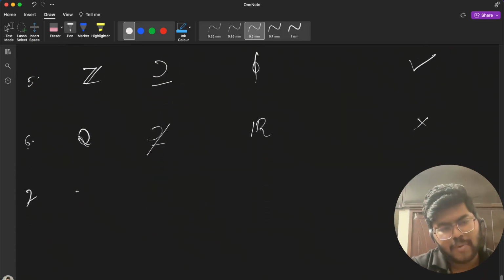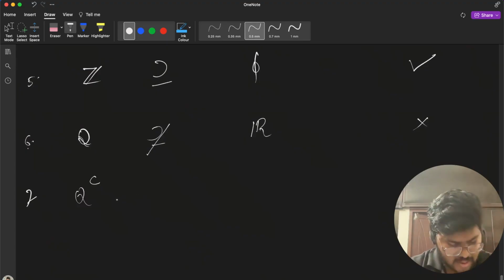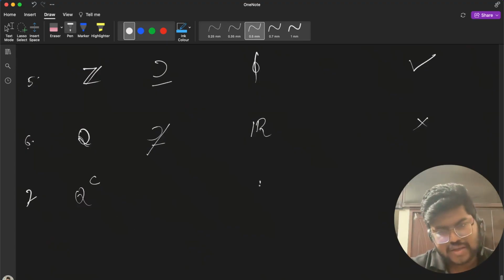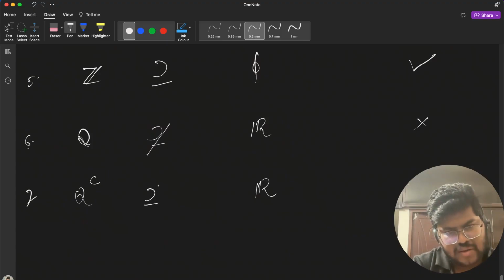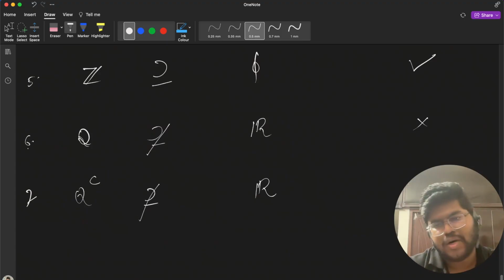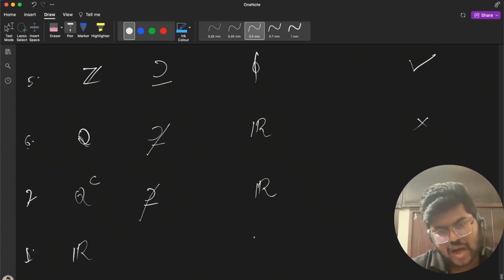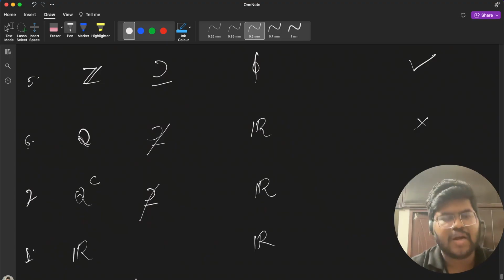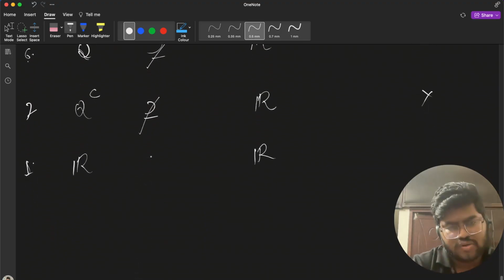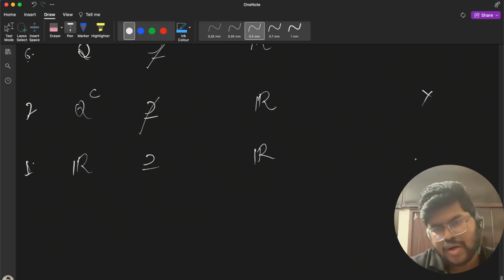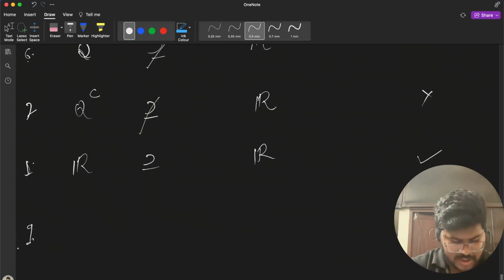Now if I talk about Q complement, the irrational numbers, again the set of limit points is R, as we have seen, so it is not a subset, so it is not closed, right? Next, it is R. So R again has limit points of R, this is an uncountably infinite interval. It is a subset of R and it is a closed set, right?